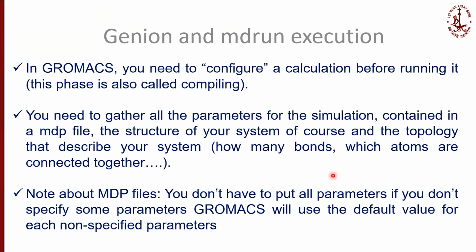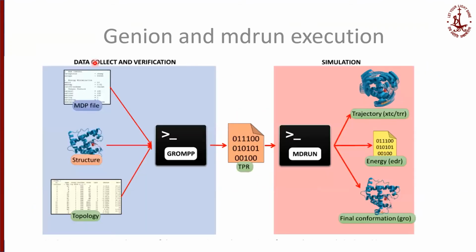In the case of the MDP file, there is a certain format. You can get it from the GROMACS website, but you don't need all the parameters for all types of simulation. There are certain parameters you don't require for your simulation, and you don't have to add those. So depending on the system, your MDP file format will change. If you have your MDP file, your structure, and your topology file, these three you require to run the GROMPP command.